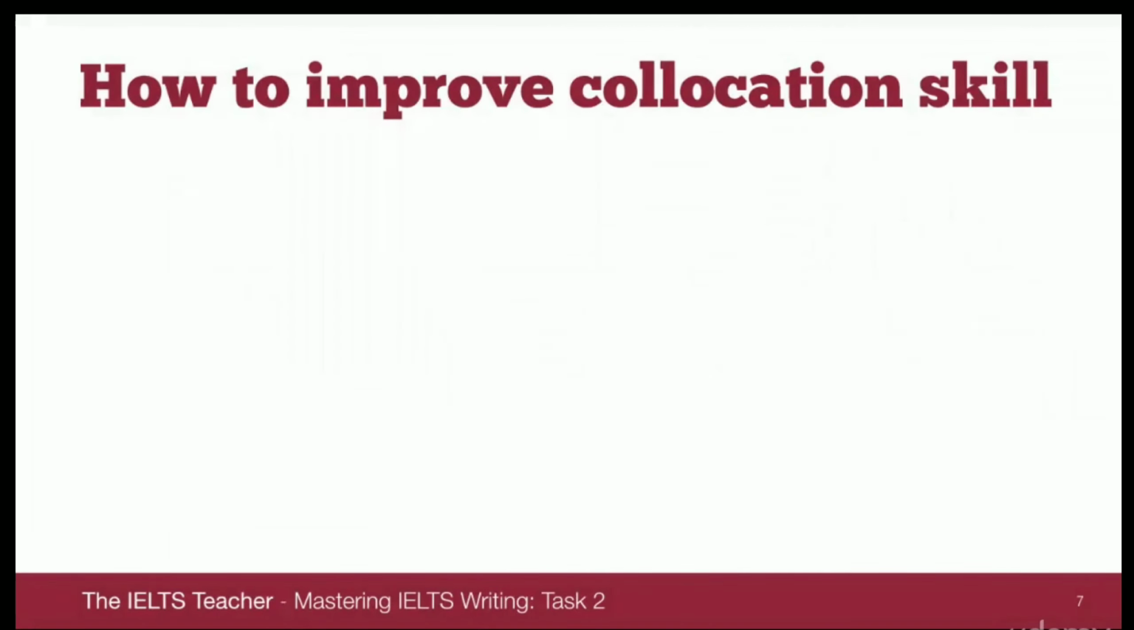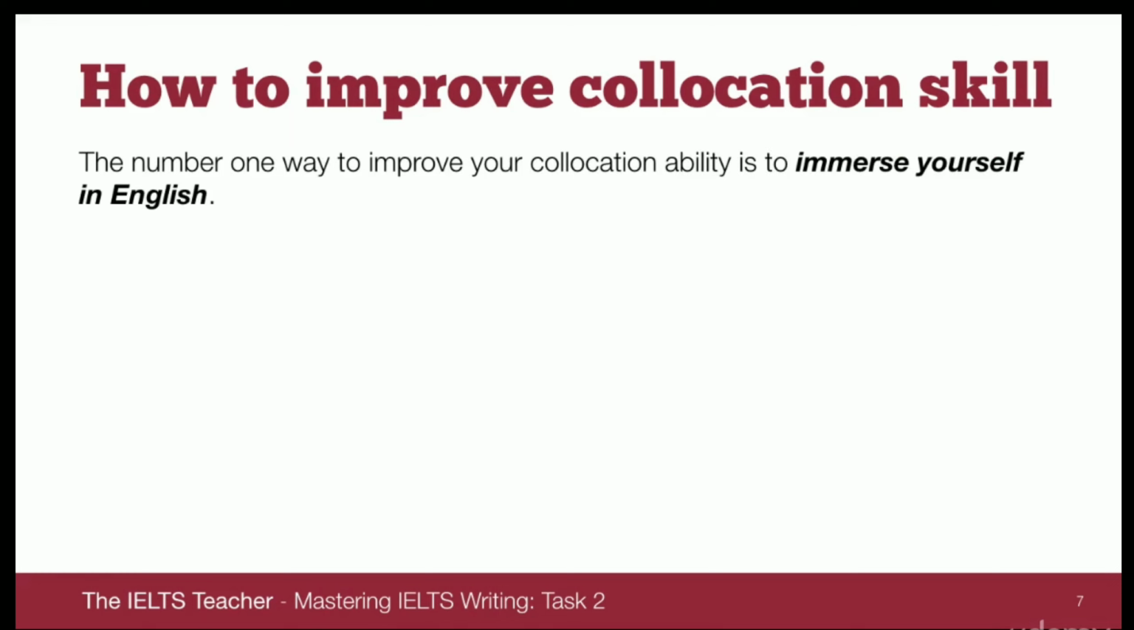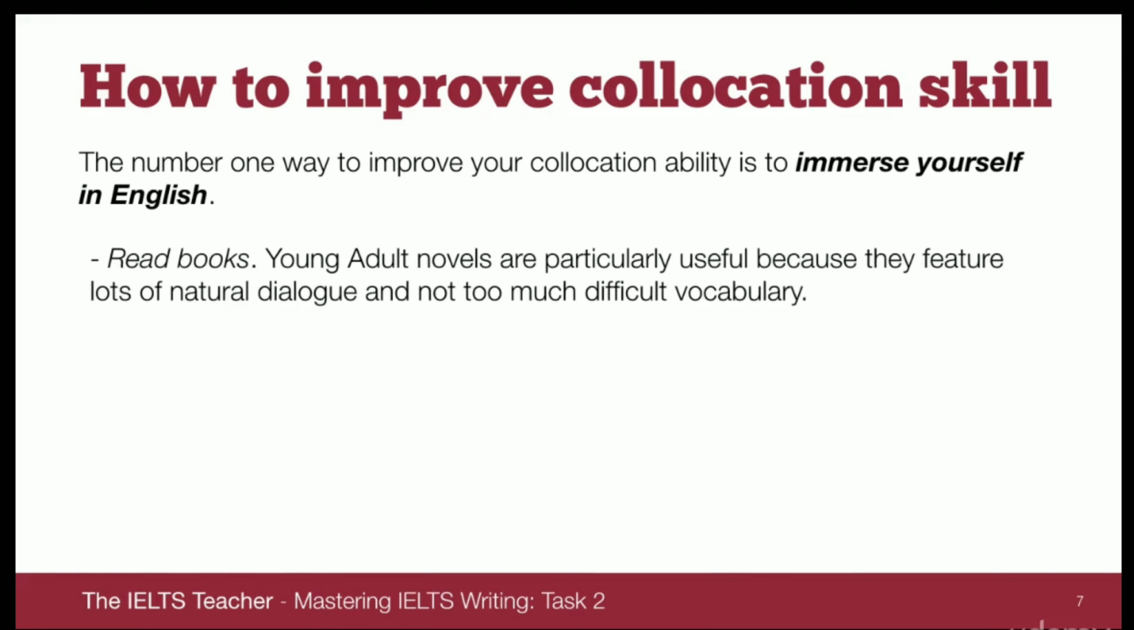So how can we improve our collocation skill? Well, there's a number of things that we can do. Mainly, the way that you improve your collocation ability is to just immerse yourself in English. So we'll look at what that means in a moment, but just try to surround yourself with as much English as possible. Read books. Young adult novels are particularly useful because they often feature lots of natural dialogue and not too much difficult vocabulary. So it's a good thing to read at your level, but you'll also get plenty of natural vocabulary coming through.